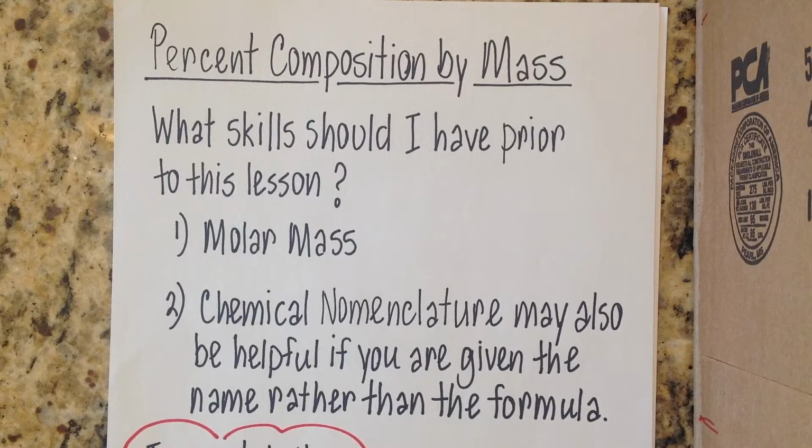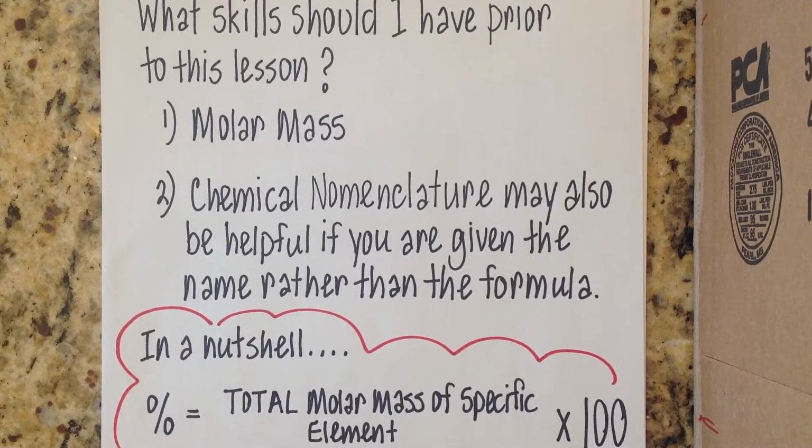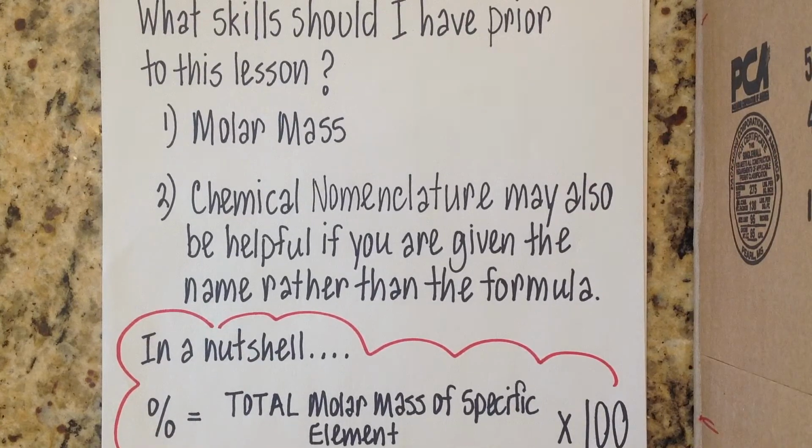So what skills should you have prior to learning this lesson? Not a lot. You definitely need to know how to calculate molar mass. And it's honestly really helpful if you know how to use your chemical nomenclature skills correctly, just in case they give you the written name instead of the formula, you would need to be able to write that formula so that your math is correct.